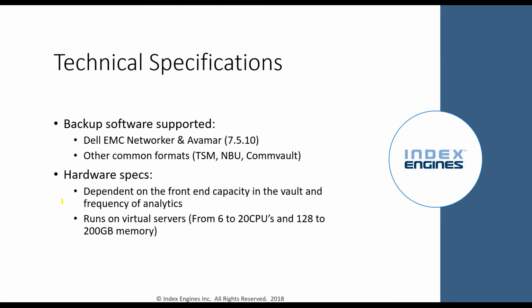Hardware specs really depend on the front-end capacity being migrated into the vault, as well as the frequency of the analytics and the frequency of the backups. But basically, CyberSense runs on virtual servers inside the vault, anywhere from 6 to 20 CPUs and 128 to 200 gigabytes of memory for the virtual server. We can spec that out based on the specific data environment.